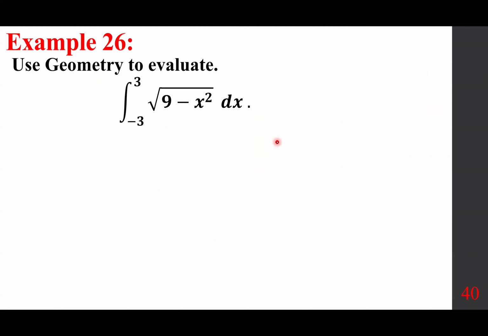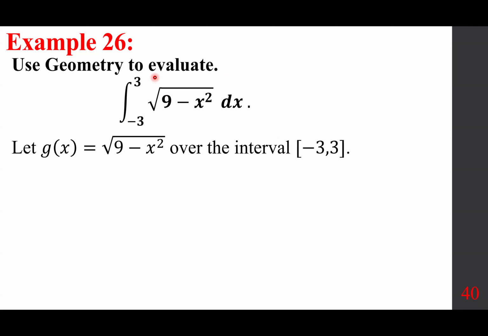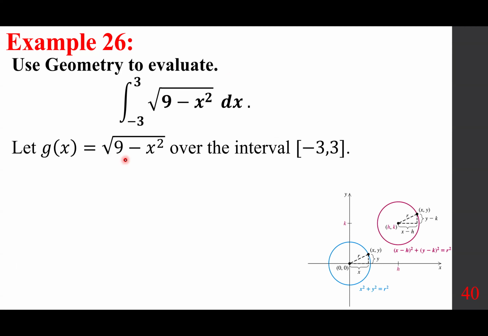So to go with the geometry, you have to recognize the function is the square root of 9 minus x squared in the interval of -3 to 3. That's the first thing we should recognize. So what is the graph of this function? We need to know that the equation of a circle, if it's centered at 0, 0, the origin, with the radius r, is x squared plus y squared equals r squared. If it's centered at h, k, it is x minus h quantity squared plus y minus k quantity squared equals r squared.